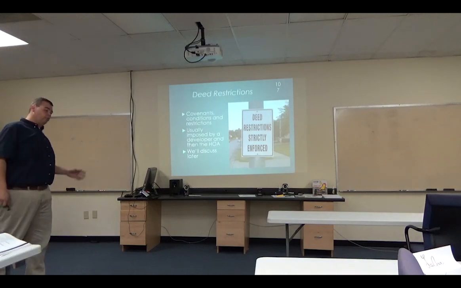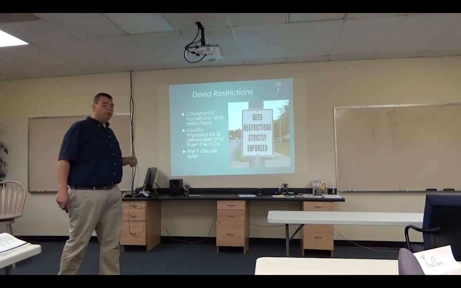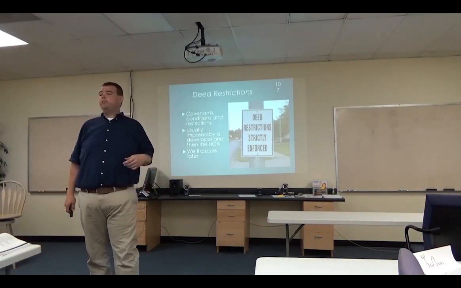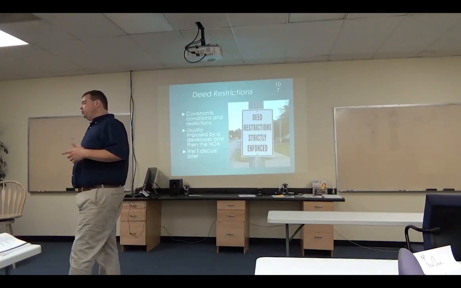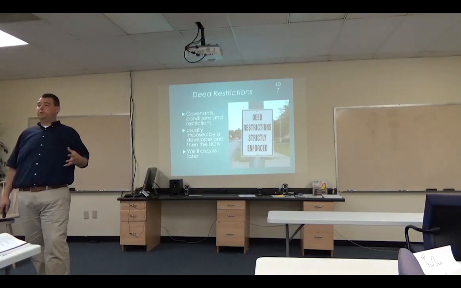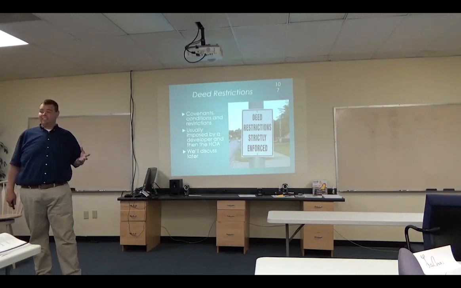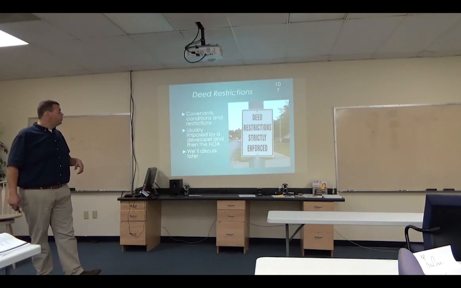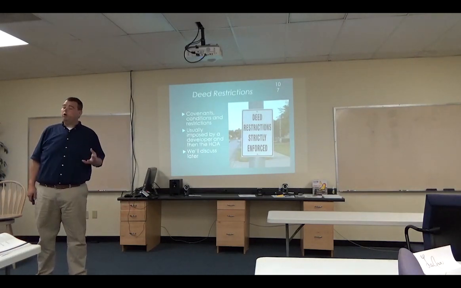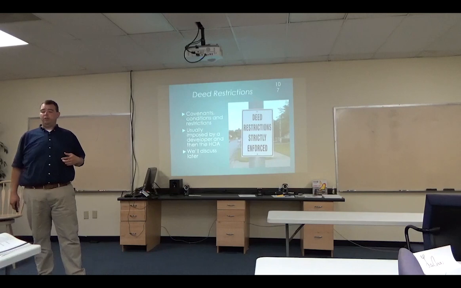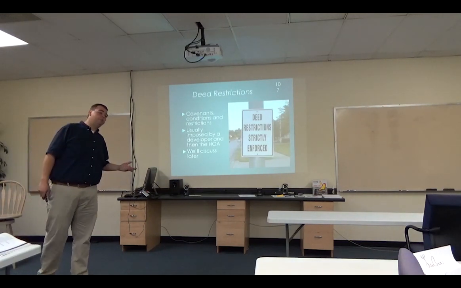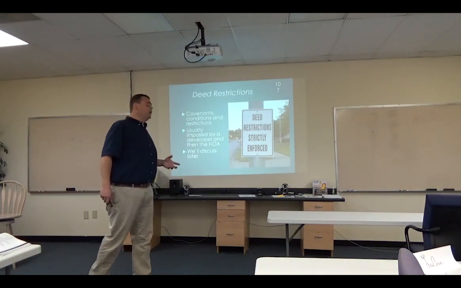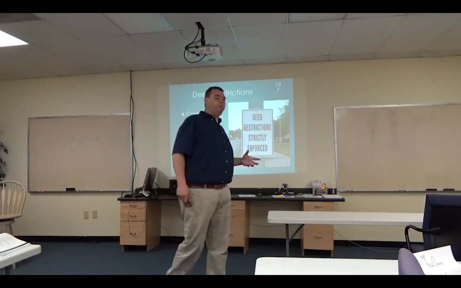Deed restrictions. So we moved past liens. Deed restrictions are another type of encumbrance. These are things that are attached to the ownership of the property, your estate in the property, that limit what you can do with the property. An example would be your homeowner's covenants, and we're going to talk about those in detail in Chapter 6, which is the land use control, but those are also examples of encumbrances.